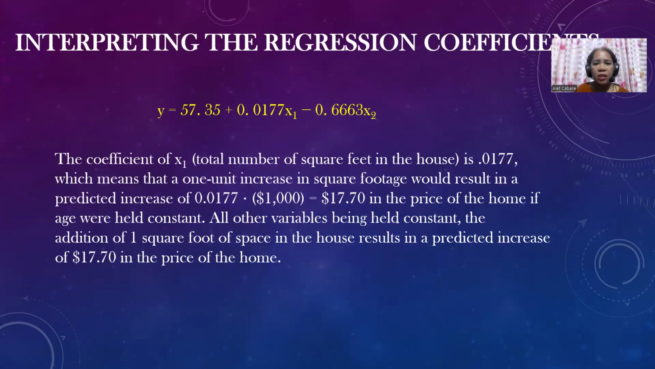So interpreting the regression coefficient. The coefficient of x1, the total number of square feet in the house, is 0.0177, which means that a 1 unit increase in square footage would result in a predicted increase of 0.0177 times $1,000 equals $17.70 in the price of a home if age were held constant. All other variables being held constant, the addition of 1 square foot of space in the house results in a predicted increase of $17.70 in the price of the home.